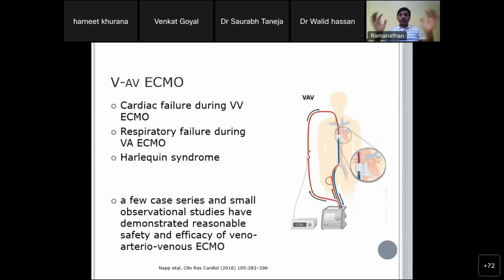Now, let's come to the proper hybrid ECMO that we all do, essentially the veno-arteriovenous ECMO. This is classically used in a patient who has VV ECMO and has concomitant heart failure. It's also used in a patient who has respiratory failure with VA ECMO. It is also used to offset Harlequin syndrome.